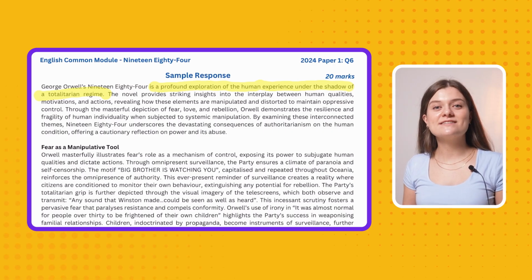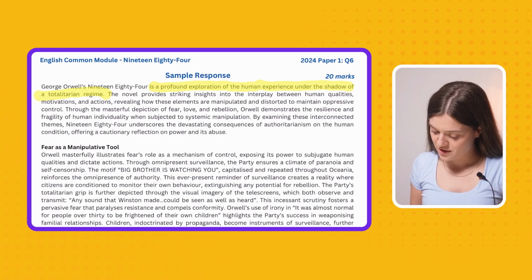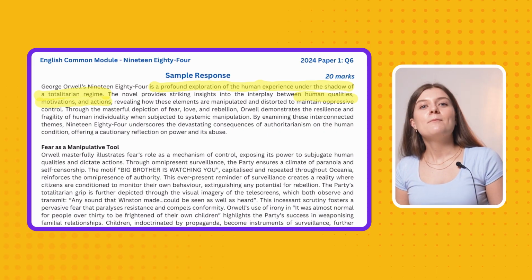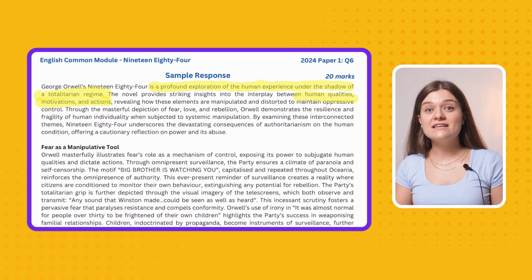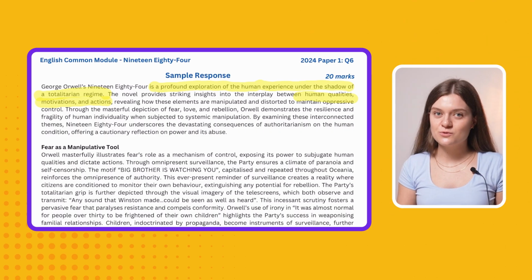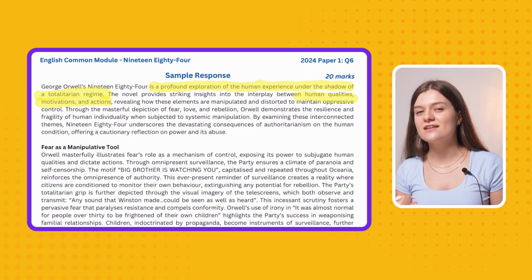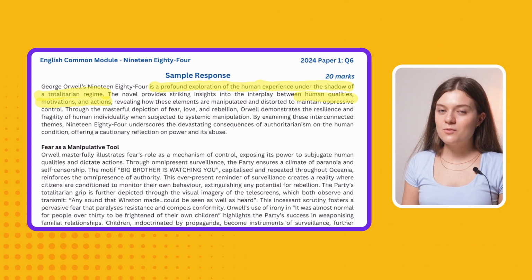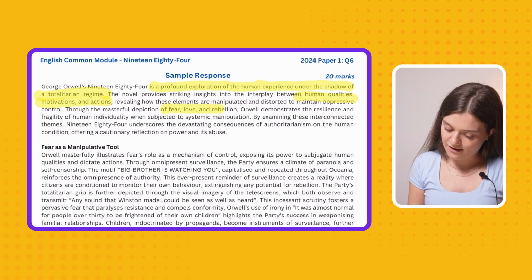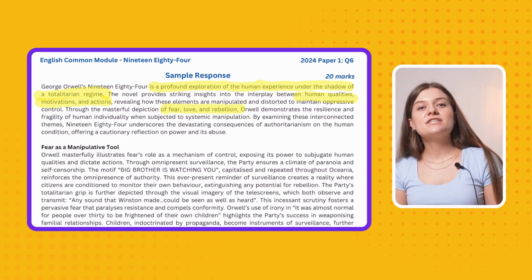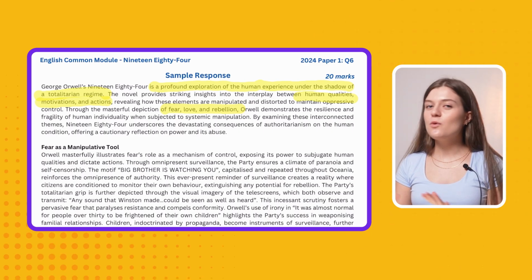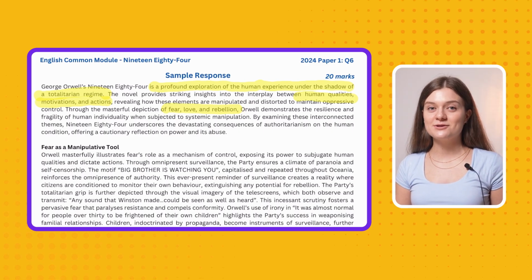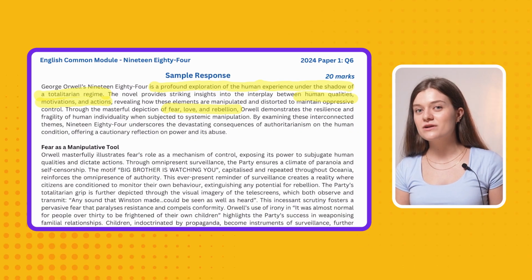Next, the response brings in the core terms from the question: human qualities, motivations, and actions. But it doesn't just repeat them. It shows how these elements are being manipulated and distorted, which adds a layer of complexity that the marker is really looking for. Then we see specific examples of human quality like fear, love, and rebellion, which gives the response focus. You don't want to list every possible idea. It's stronger to pick a few that relate clearly to your argument and explore them in more detail in your later body paragraphs.